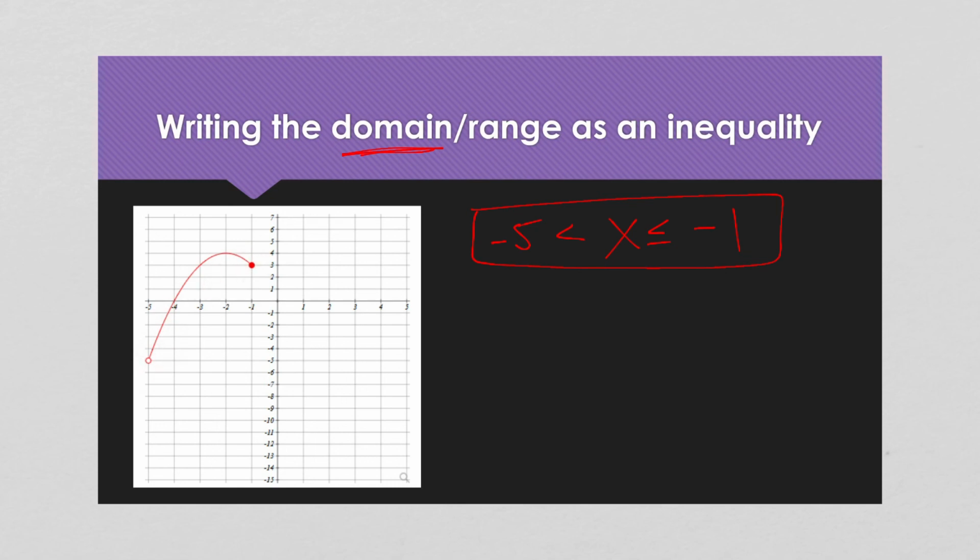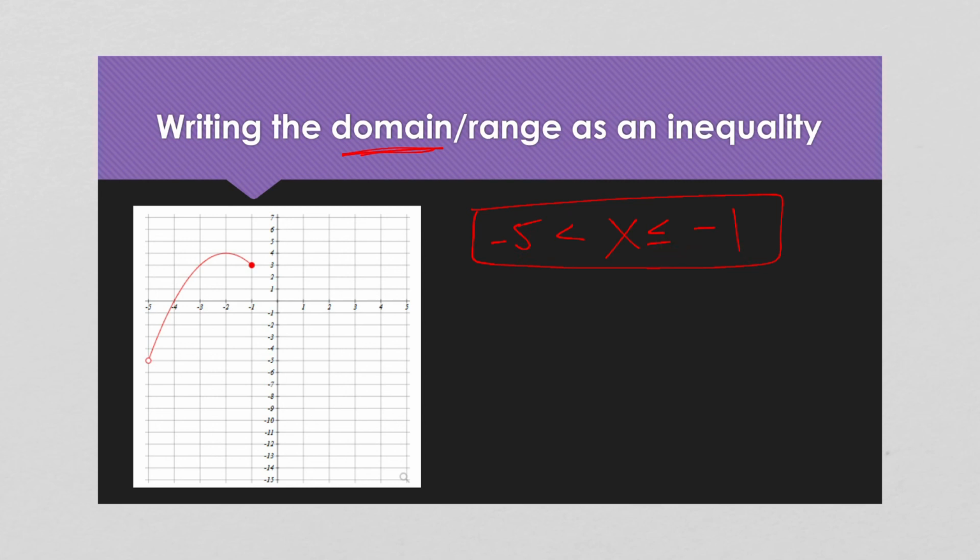Okay, so I looked at my x, my left x value goes right here, my right x value goes right here. If it's a closed circle, it has an equal to symbol underneath. If it's an open circle, it does not have the equal to symbol. Notice the x is in the middle. And this is how you read this compound inequality. X is greater than -5 and less than or equal to -1. You read it from the inside out. X is greater than -5 and less than or equal to -1.